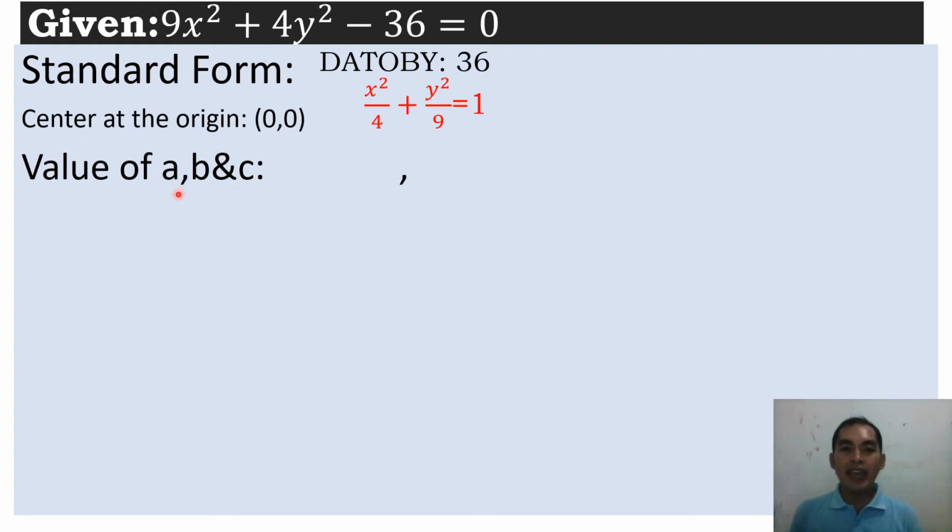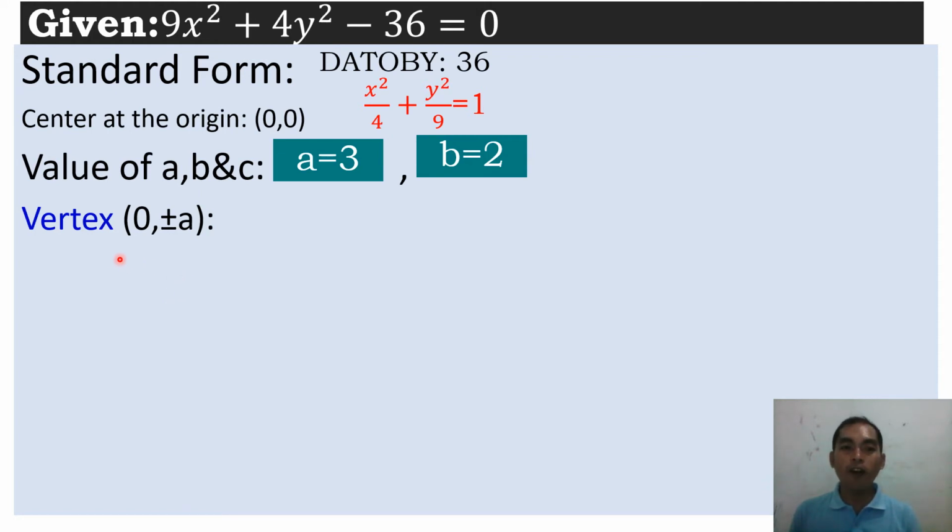The value of A is the square root of the bigger denominator. So 9 is bigger than 4. Therefore, 9 is represented by A squared. To get the value of A, get the square root of 9. So that is A equals 3. And 4 is B squared. It means that to get B, get the square root of 4, which is 2.